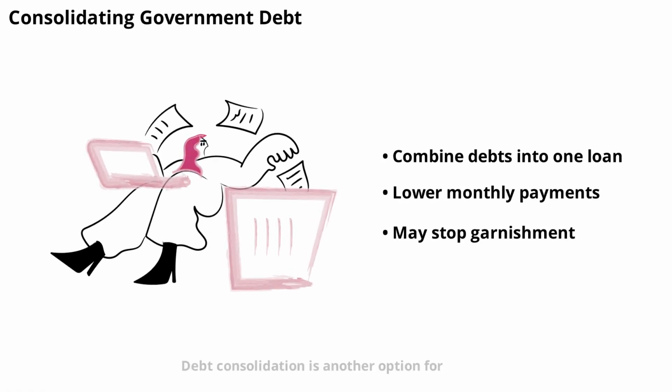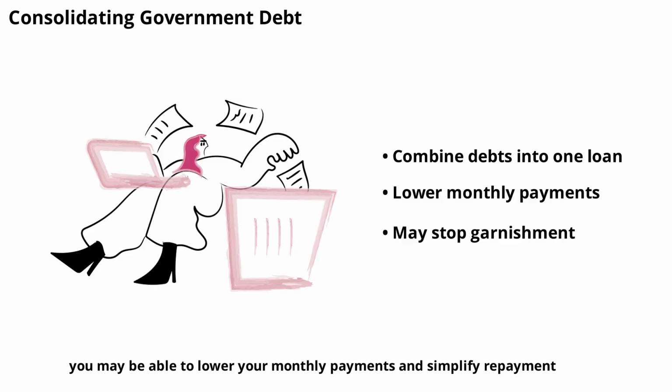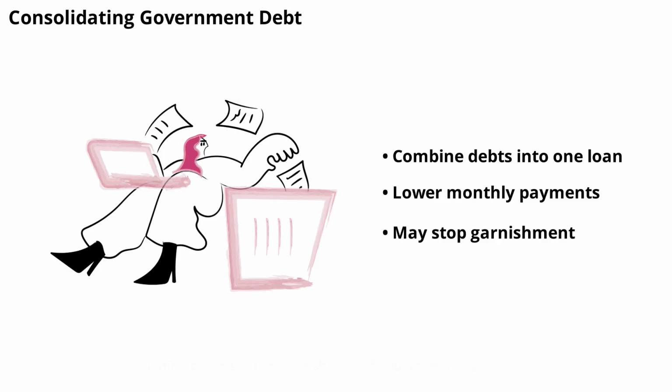Debt consolidation is another option for managing government debts and avoiding garnishment. By combining multiple debts into a single loan, you may be able to lower your monthly payments and simplify repayment. Some federal student loans are eligible for consolidation, which can also stop garnishment if you act quickly. Always review the terms and consult with a financial advisor before consolidating.